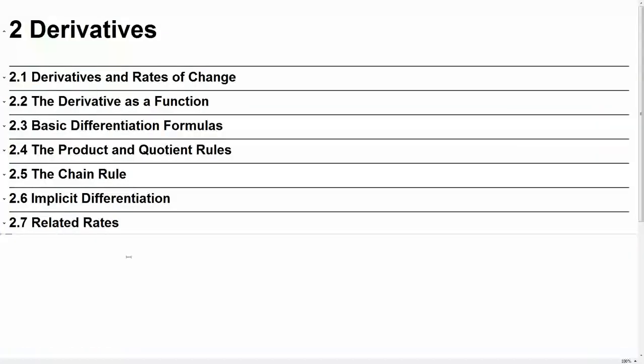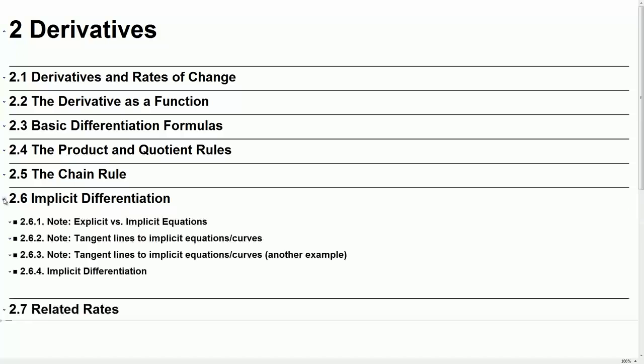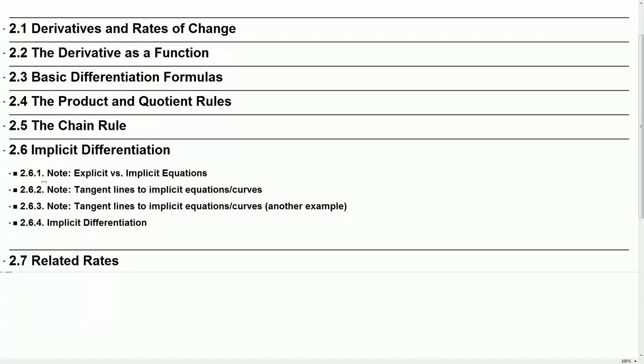All right, we're getting through this chapter. We're down to 2.6, implicit differentiation. All right, so first thing we'll start with, noting the difference between an explicit and an implicit equation.